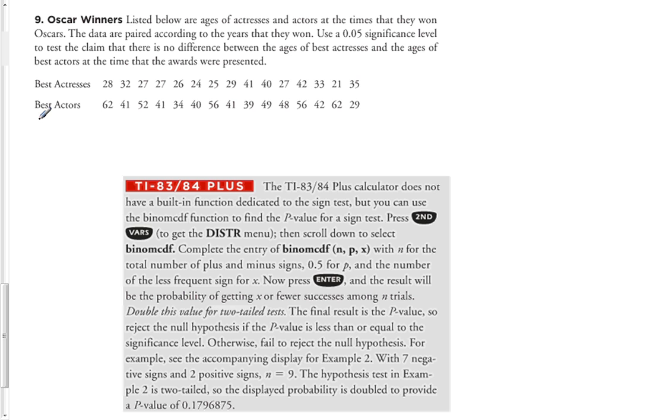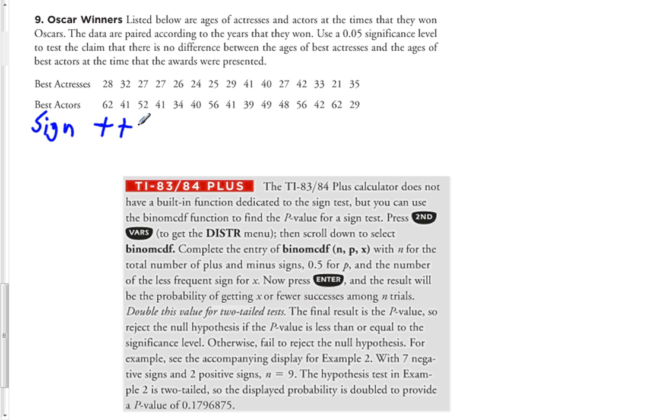And this difference here is positive. The first difference is positive. Oops. So we're going to put the signs here. This first difference between best actor and best actress is positive because the best actor's age is larger than the best actress's age. The second one, the best actor versus best actress, 41 minus 32 is also positive.